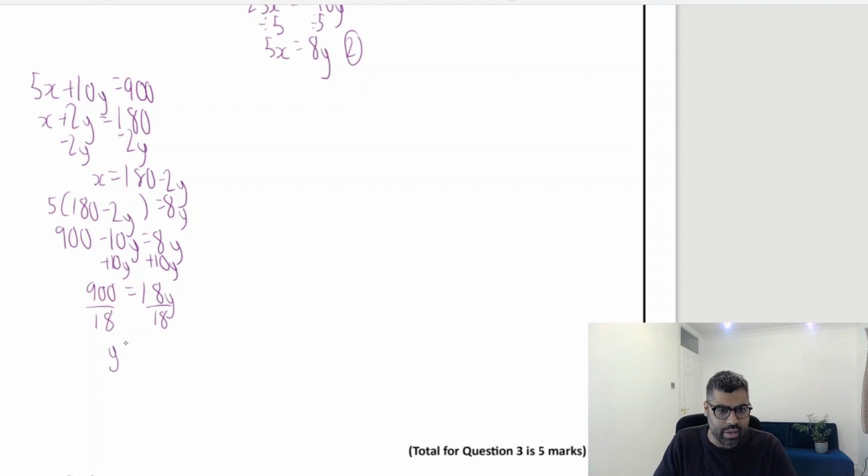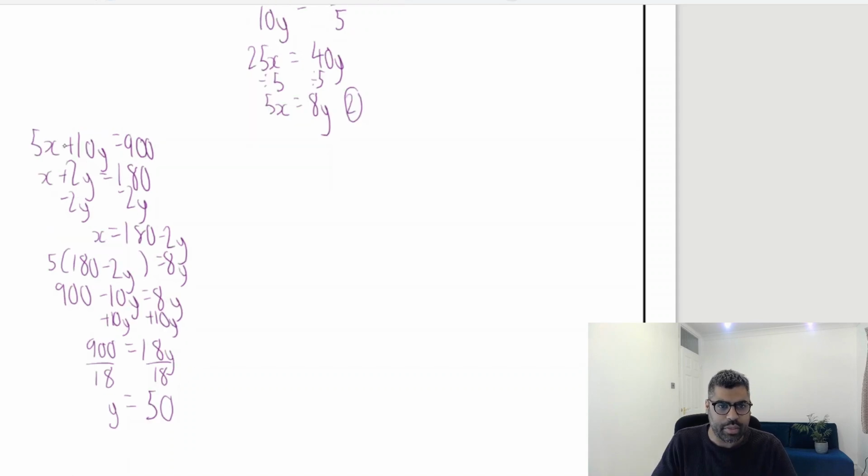So our value for y is equal to 50. So remember, y is our number of large boxes. So we know that our number of large boxes is now 50. We can then take that 50 and substitute it back into one of our original equations. I'm going to substitute it back into equation 1. So from equation 1, we have 5x plus 10y equals 900.